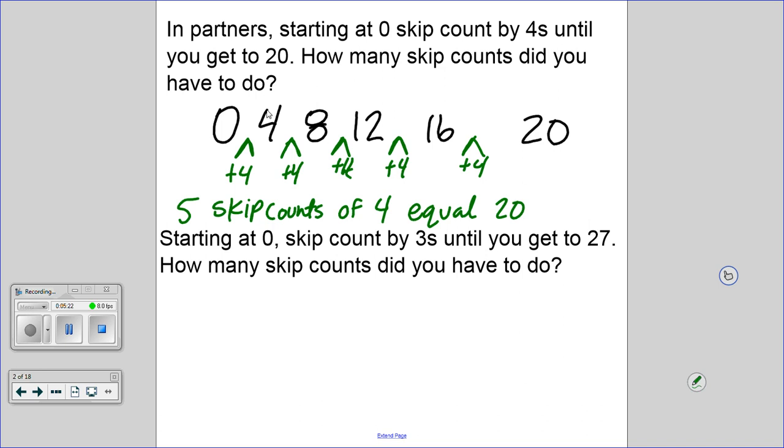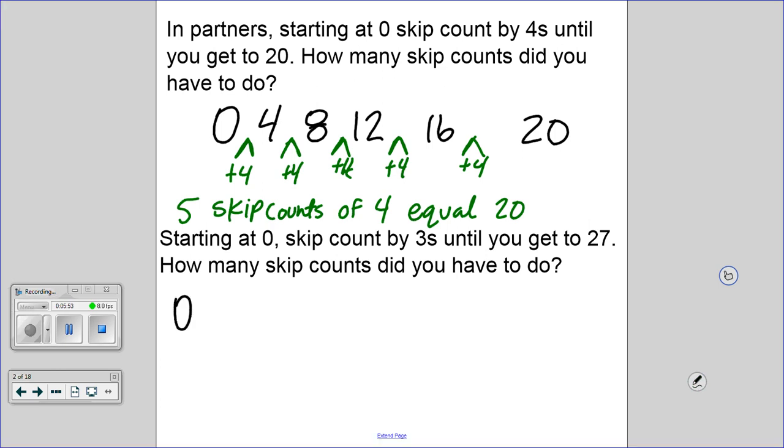Alright, are you okay with that? You understand? Okay. Alright, ready to try the next one? Starting to get it a little bit easier? Alright, so the next one says starting at 0, skip count by 3s until you get to 27. Remember, if you don't know your 3s, that's totally fine. Count on. We know that that's a math strategy. Use it.